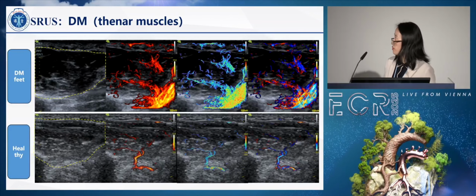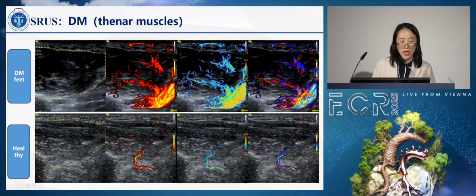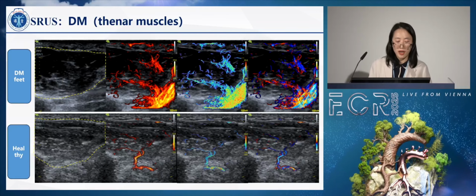And we have also visualized the blood flow of the thenar muscles. And in the diabetic patients, in the diabetic feet, the blood flow actually increased compared to the healthy volunteer.